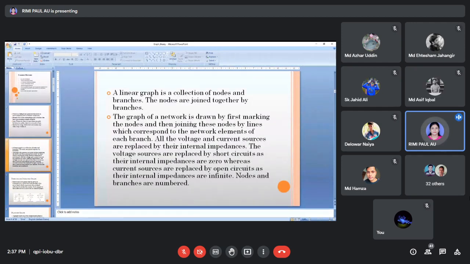The graph of a network is drawn by first making the nodes and then joining these nodes by lines which correspond to the network elements of each branch.